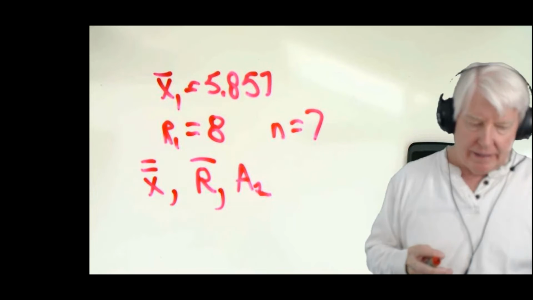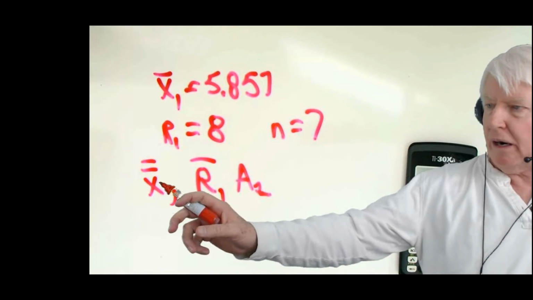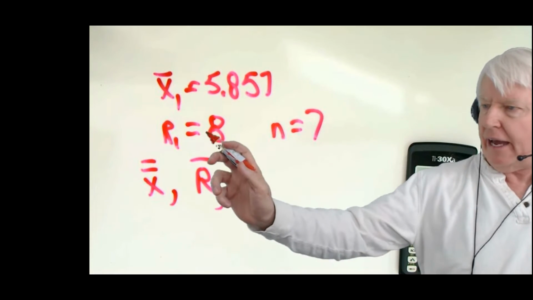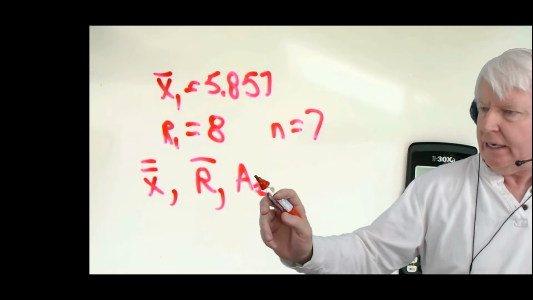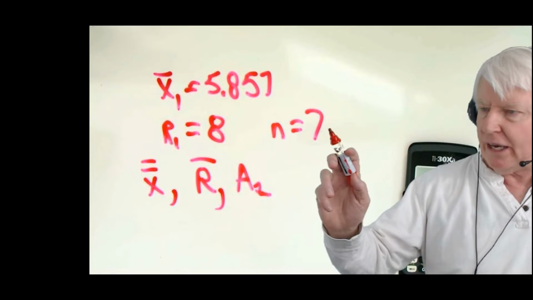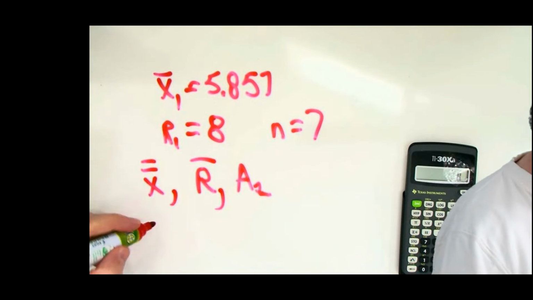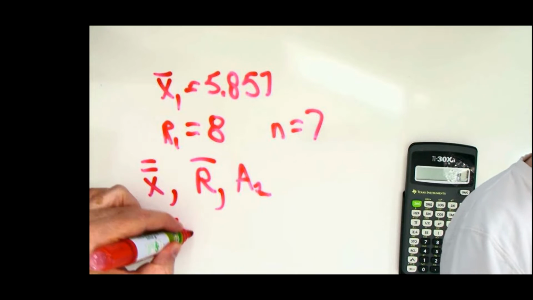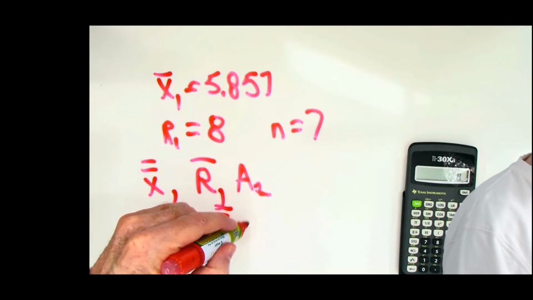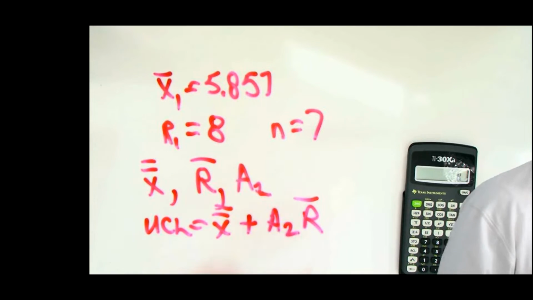Yeah. Okay. So now you have 3 numbers that we've calculated. X double bar, which was the average of X bar 1, X bar 2, X bar 3. The average range, which was from all 3. A2 came from the table where we look up N equals 7 at the A2 column. Then you just simply do this: upper control limit equals X double bar plus A2 times R bar.